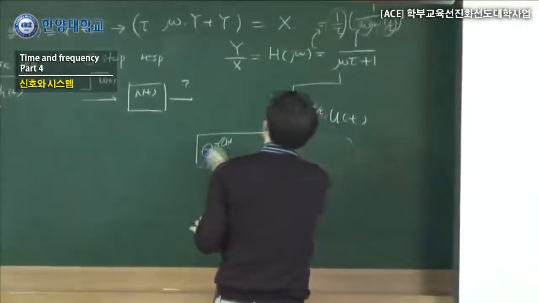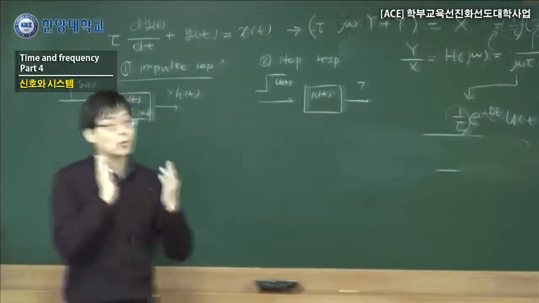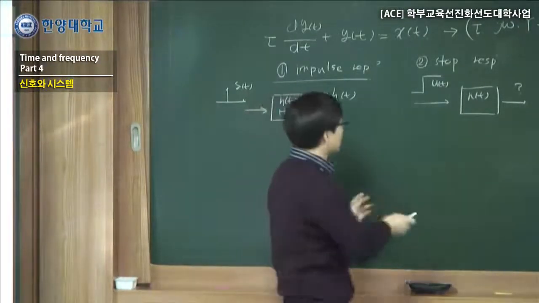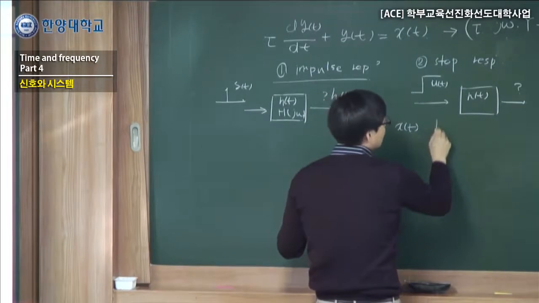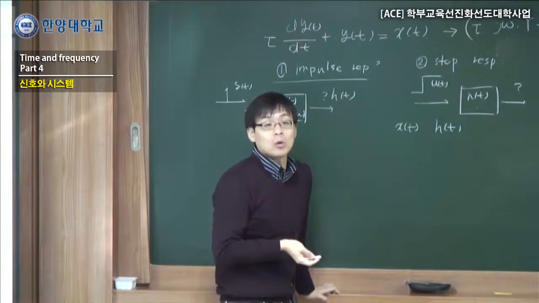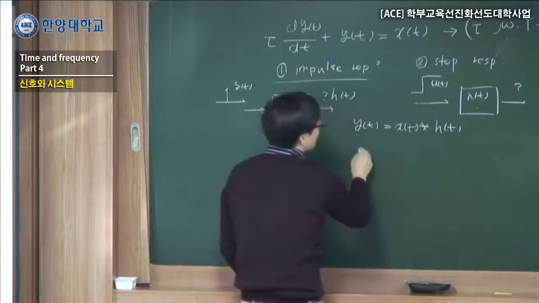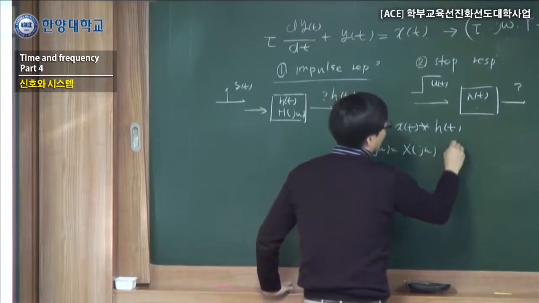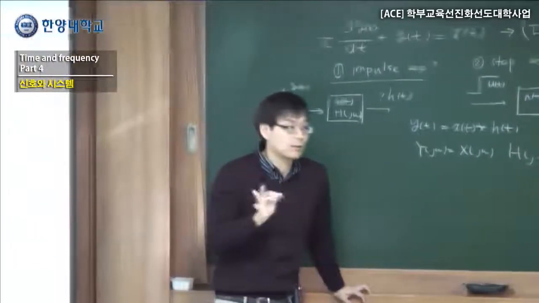And in the case of step response, keep in mind, let's go back to the basics. I think you may forget many things, but let's go back to the basics. When you have any arbitrary input to the system, and the system has system response h(t), what will be the output? Convolution, right? And also in the frequency domain, convolution changes to multiplication. That's the very basic thing we have learned before.